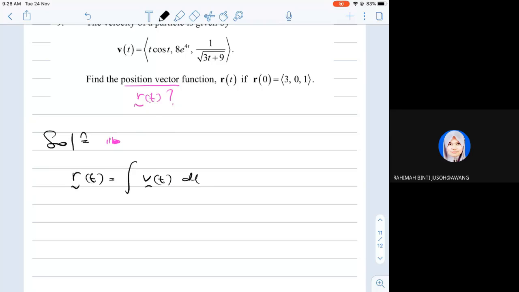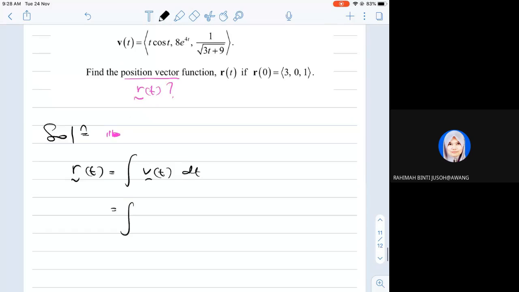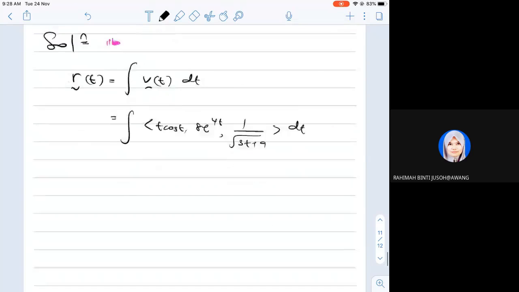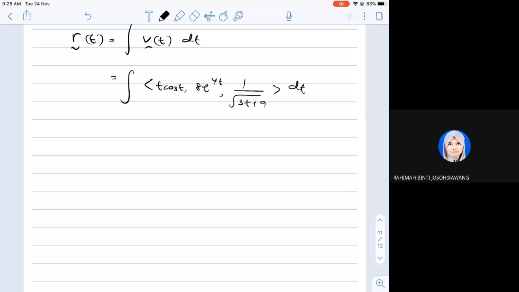So we have to integrate this function. We have t cos t, 8 exponent 4t, and then we have 1 over the square root of 3t plus 9, dt. Okay, guys, if you look at each component, the first and third components are a bit complicated to integrate. So I suggest you do it one by one. Let us integrate the first component.